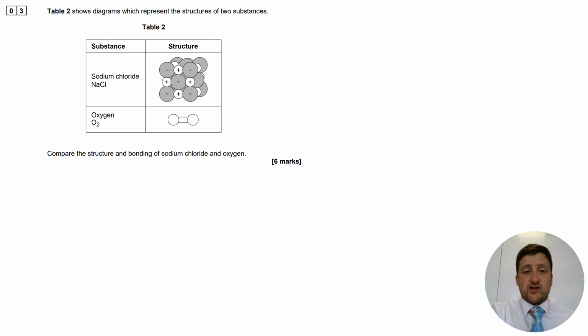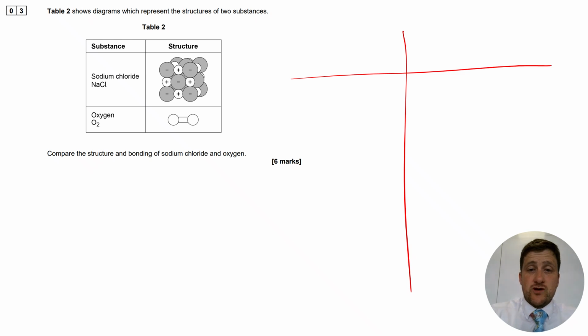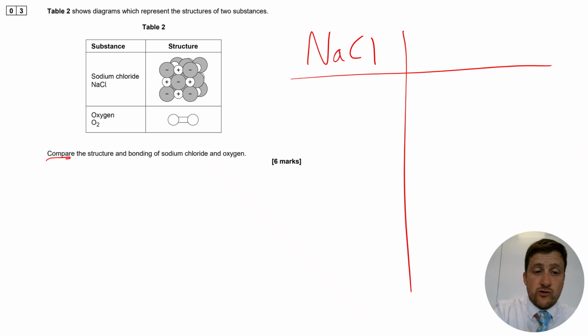Okay, our 6-mark question, our first 6-mark question. They love this sort of question because it is testing a lot of your structure and bonding within one question. They want to know everything you know about these diagrams, this table, and about structure and bonding. So I would do it as a table. Straight away, makes it easier to be able to compare, because that's the word they're looking for. It's comparing, so we're going to have on each line the opposite or a similarity so they can see.